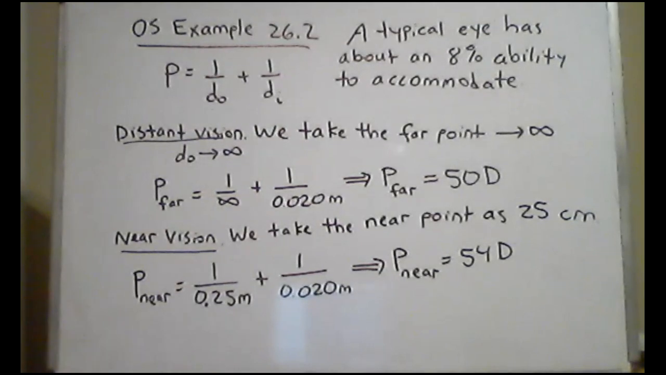Now, not everybody has a near point of 25 centimeters or a far point of infinity. So there are a lot of different vision corrections.